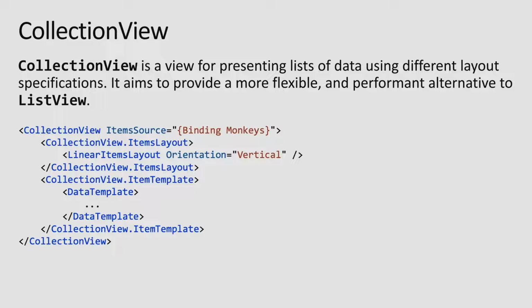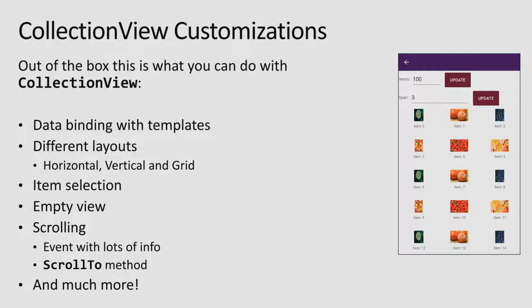You can specify your item source just like on the list view, but now you can also specify the items layout. So you can specify, do you want it vertical or horizontal? And you can also say, do you maybe want to have it in a grid? So there's already some flexibility that you can see happening right here. These are all the things that you can use today out of the box with collection view.